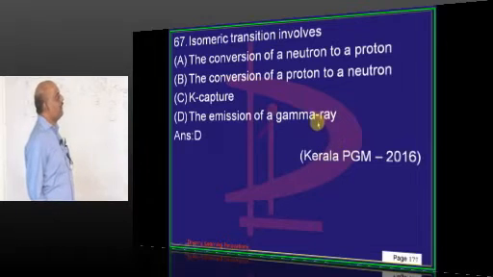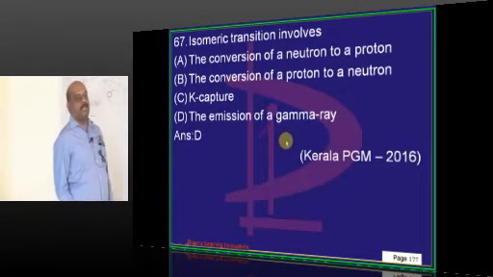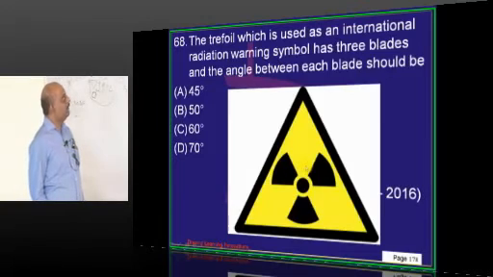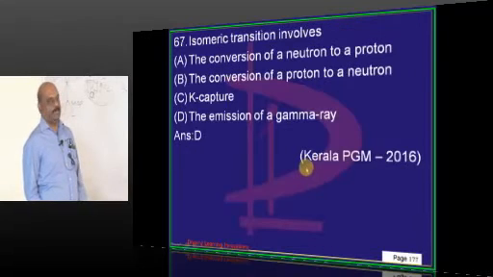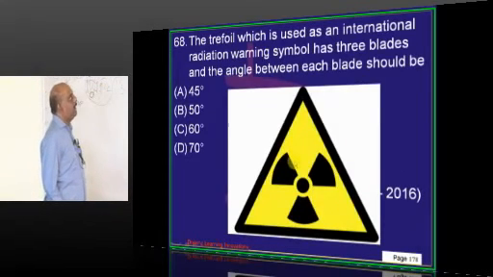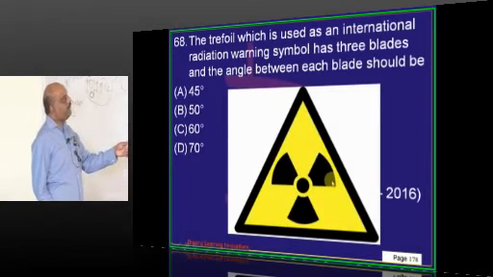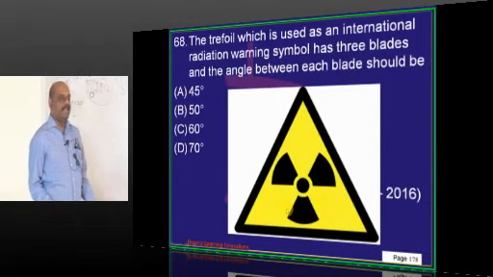Isomeric transition means what? The emission of gamma ray. Once more, there is a lot of story. Illogical, impossible. Doctor, in the radiation warning sign, the trefoil, what is the angle between each foil? What is it? How many colors are there in the tricolor flag?